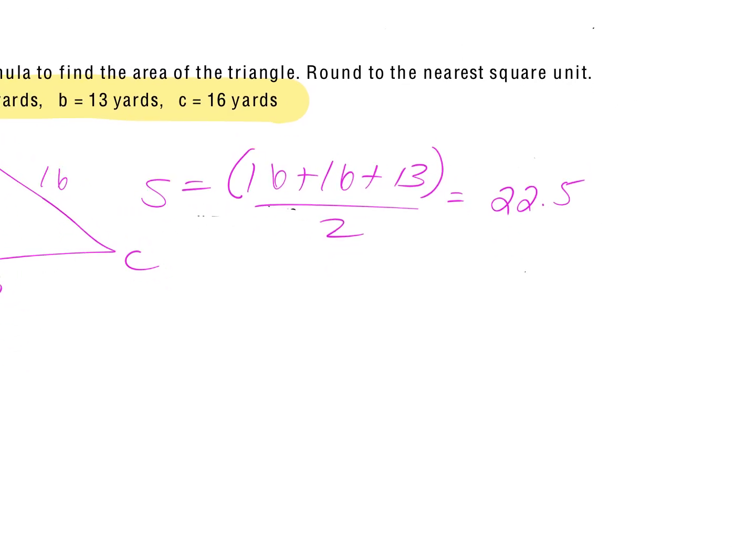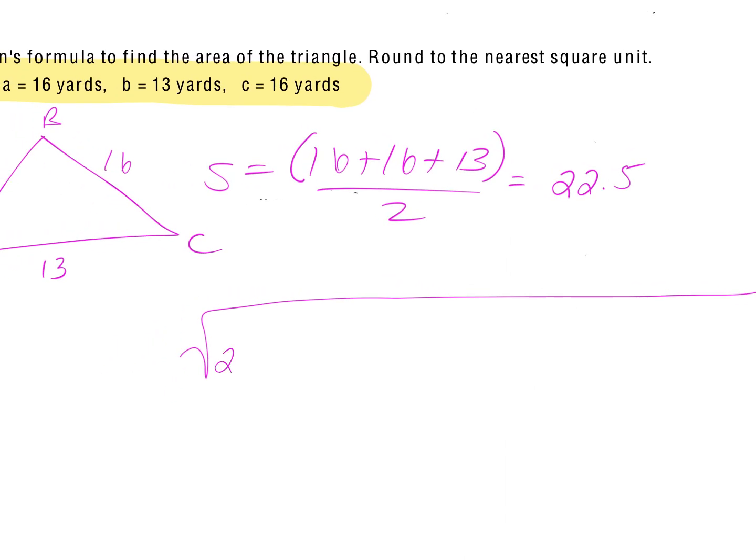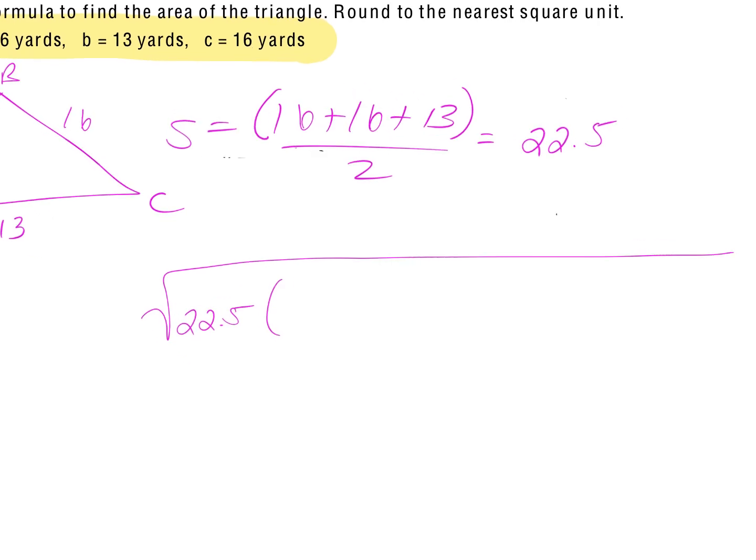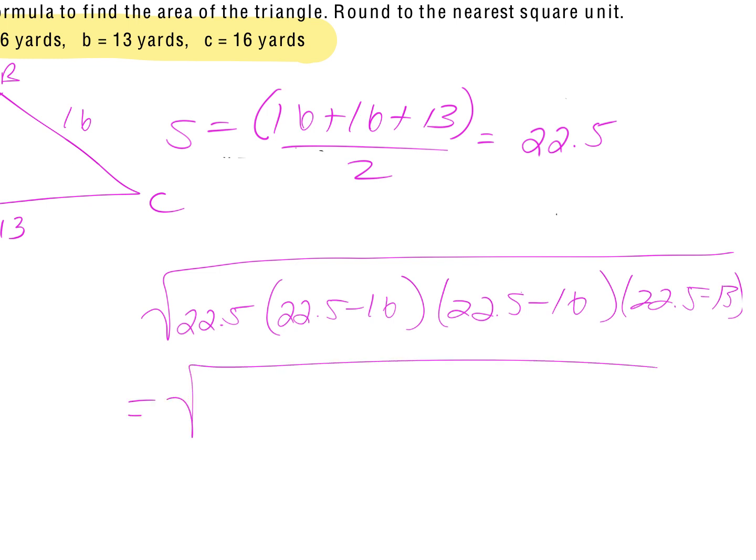So now we're just going to go through, and all of these things I need to see tomorrow on your quiz. You've got to write this stuff out. You take your S value, which is 22.5, and you multiply it by the difference of the S value and all the sides. So you just say 22.5 minus 16. 22.5 minus 13. So you have 22.5. 22.5 minus 16 is 6.5. I have that twice, right? And then 22.5 minus 13 is 9.5.